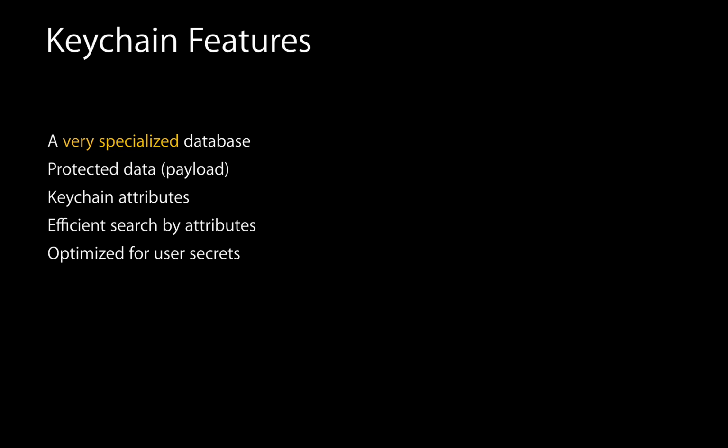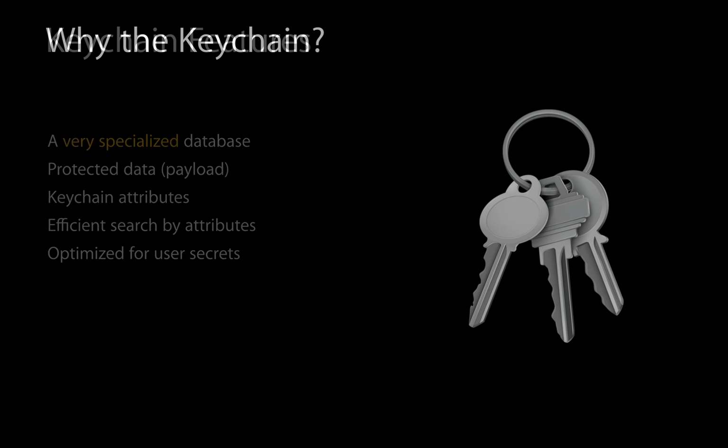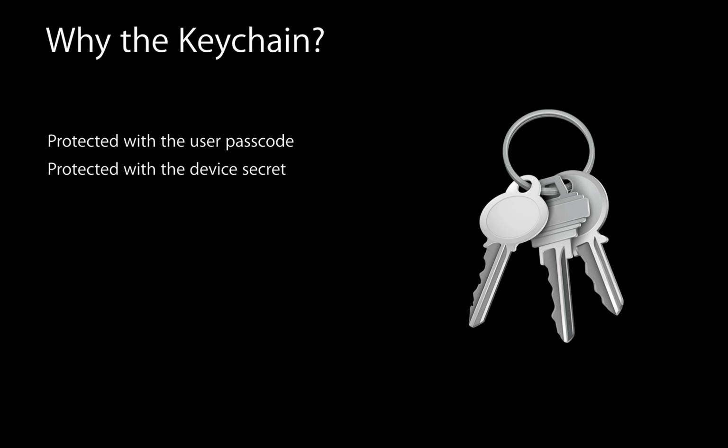Now let's take a moment and talk about some of the security guarantees that the keychain provides. All of your keychain items are protected by the user's passcode. In addition, they're protected by a device secret. Every device in the factory comes baked in with a unique secret only known to that device. This is good because if the keychain is ever removed from the device, this prevents access to the user secrets.